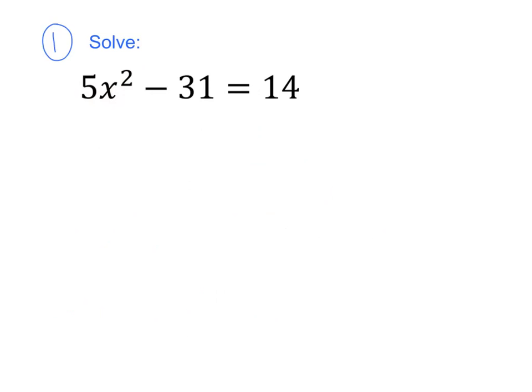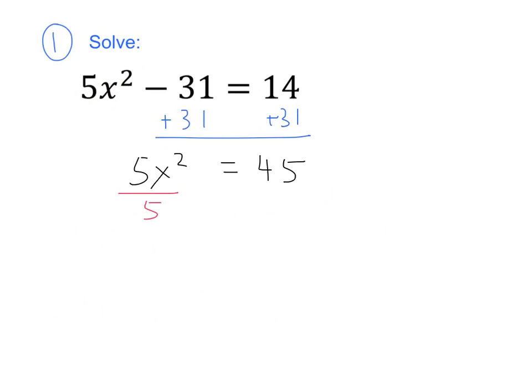So I'm going to add 31 to both sides. And I end up with 5x squared plus 0, or just 5x squared, is equal to 45. Next, how can we get the x squared by itself? We're going to divide both sides by 5, so I end up with x squared is equal to 9.